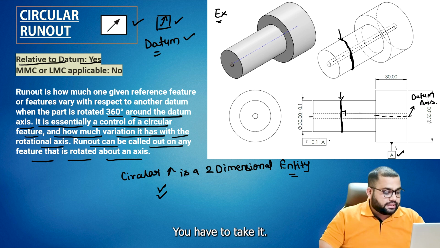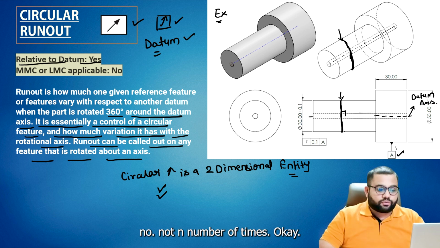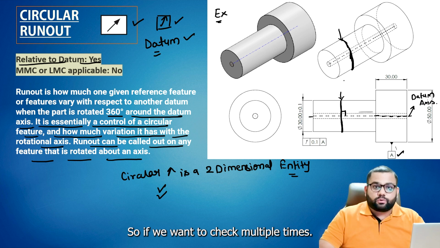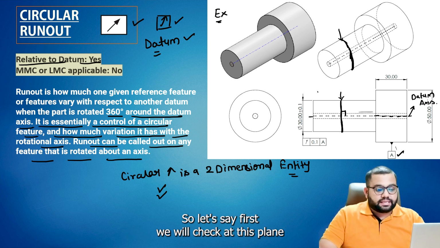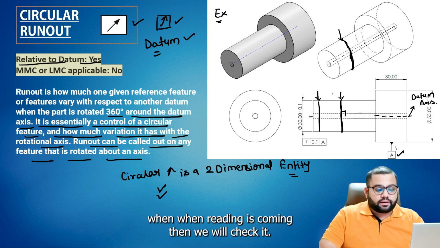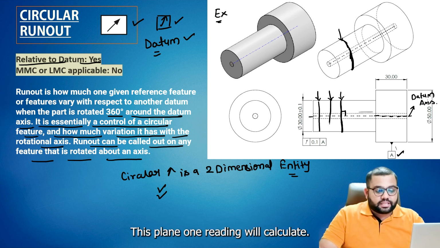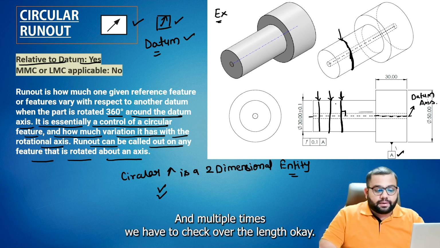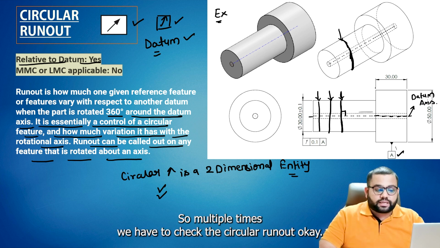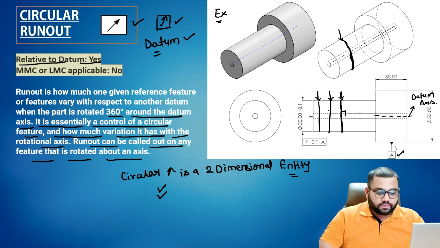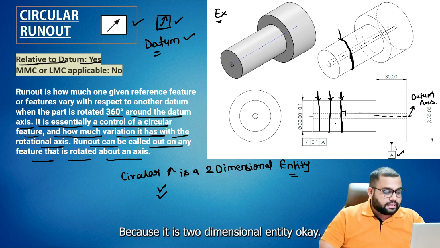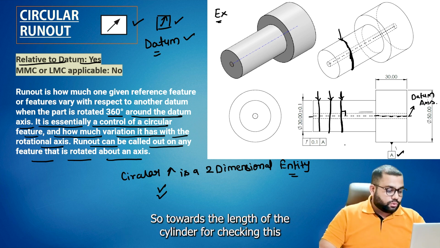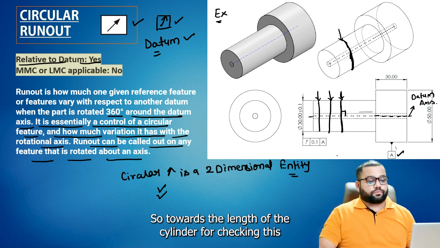If you want to check the radial runout or circular runout, each check is independent. You have to take it n number of times. Let's say first we check at this plane and one reading comes. Then we check at this plane, calculate one reading. Then we check at this plane. Multiple times we have to check over the length, because it is a two-dimensional entity, towards the length of the cylinder.